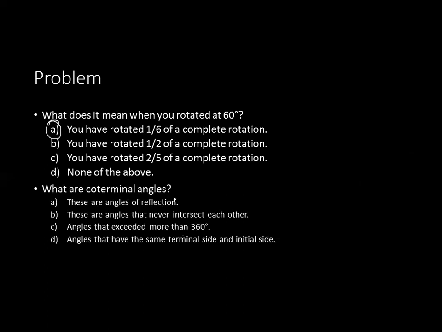What are coterminal angles? A, these are angles of reflection. B, these are angles that never intersect each other. C, angles that exceeded more than 360 degrees. D, angles that have the same terminal side and initial side. Wait, this is supposed to be terminal sides and initial sides. Please forgive me on the grammar, but I think you get the point here. So what's the answer?